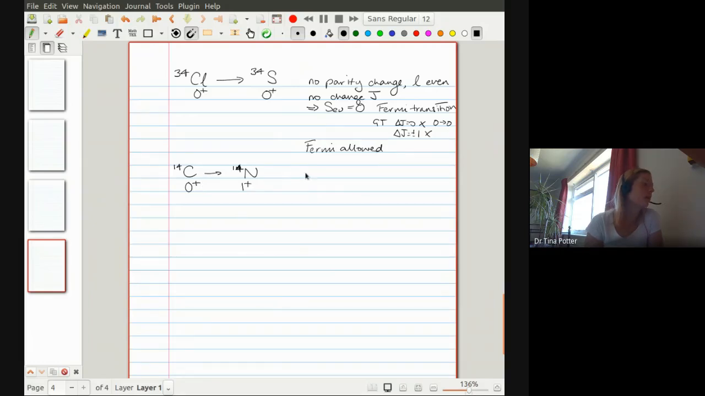So let's have a look at the parity. There's no parity change, where we know we've got even L. We can see that there's a change in J of plus 1. And the only type of decay that can do that, it's not the Fermi transition. The delta J there is 0. There's two possibilities for Gamow-Teller, where the delta J is 0 or the delta J is plus or minus 1. So we know that this has to be a Gamow-Teller decay. And since L is even, we can say that this is a Gamow-Teller allowed decay.